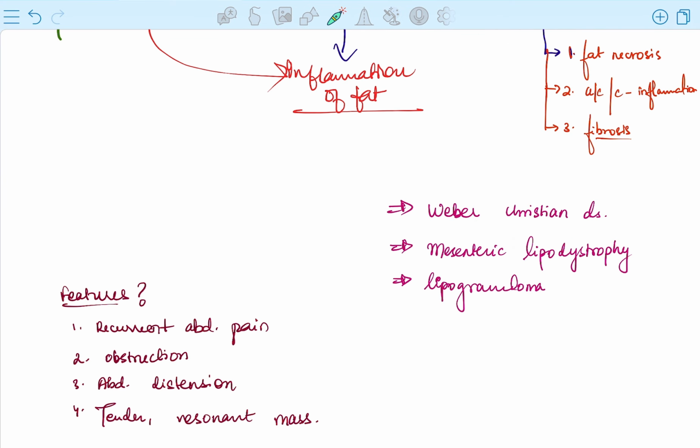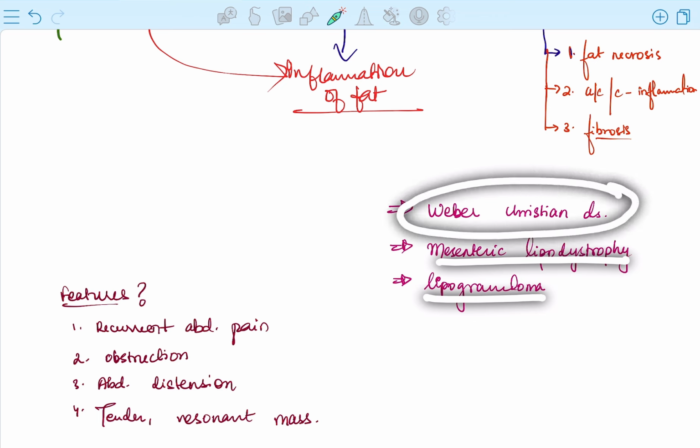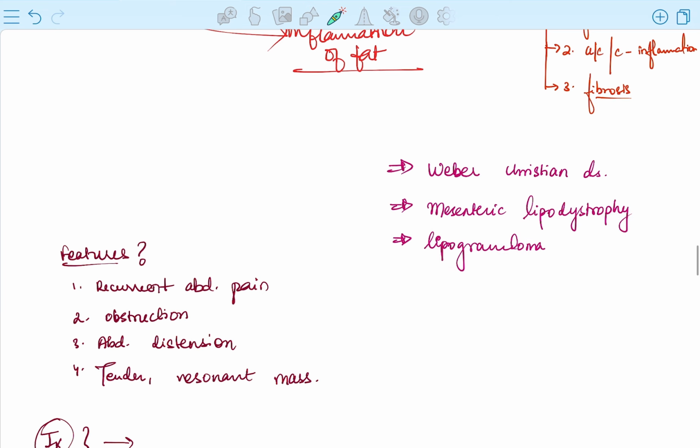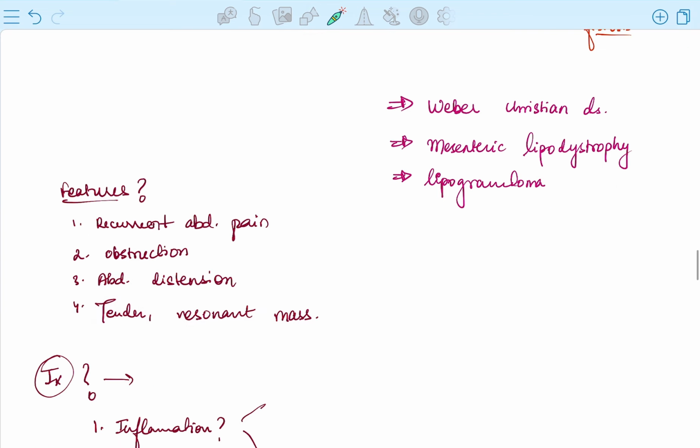So this can be associated with syndromes or diseases like Weber-Christian disease, mesenteric lipodystrophy, and lipogranuloma. Weber-Christian is an autoimmune disease. Okay, autoimmune fat related disease, and also you have mesenteric lipodystrophy and lipogranuloma. So what are the features? There is some inflammation going on. You will have recurrent abdominal pain. There is obstruction. You have abdominal distension. The abdomen becomes tender and has a resonant mass. Okay, so all these are features of mesenteric panniculitis.